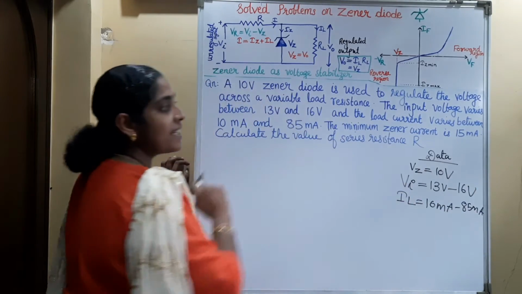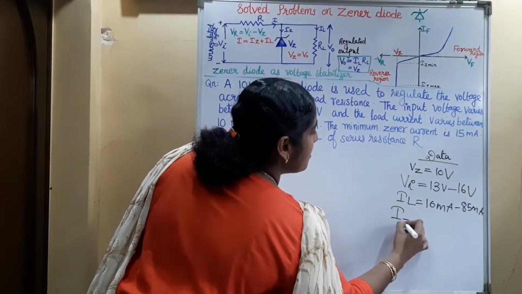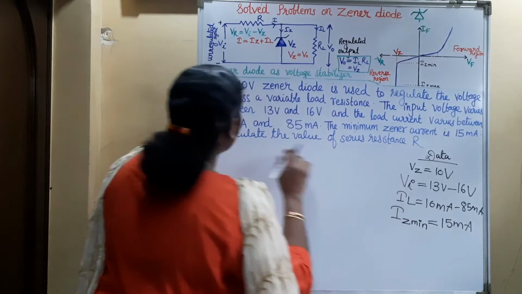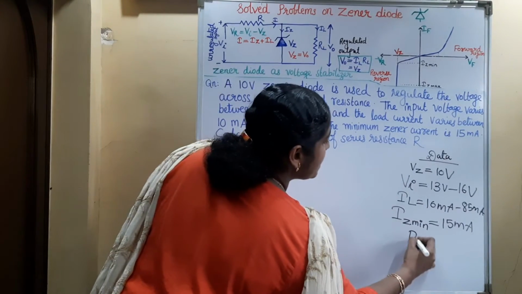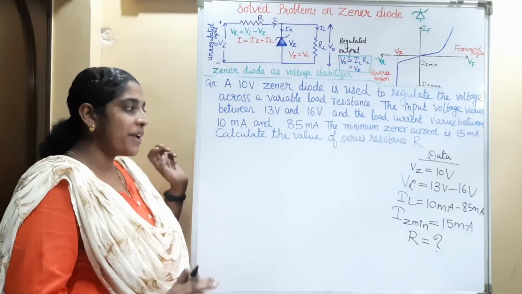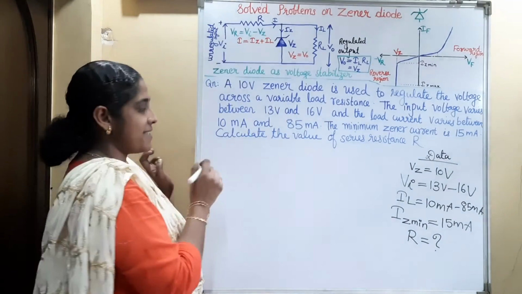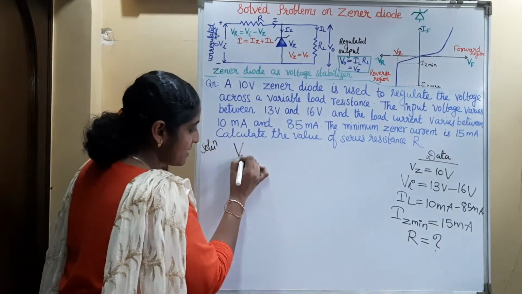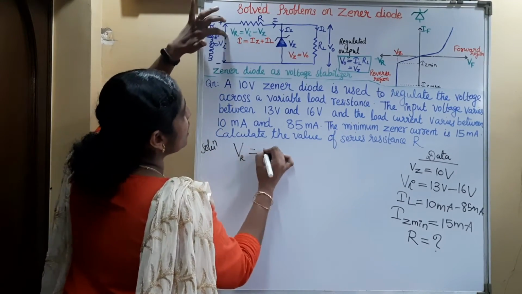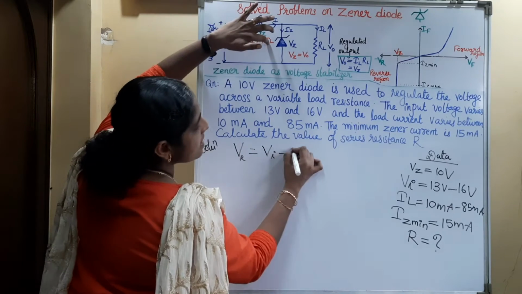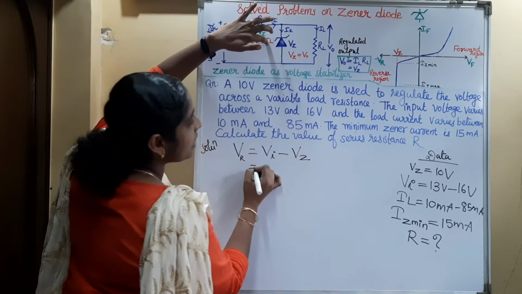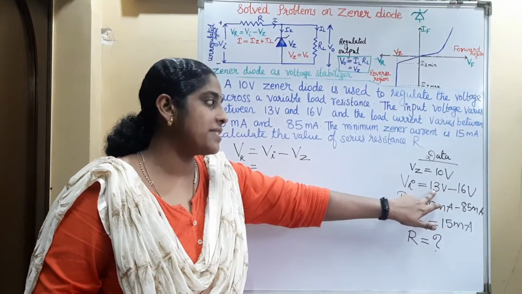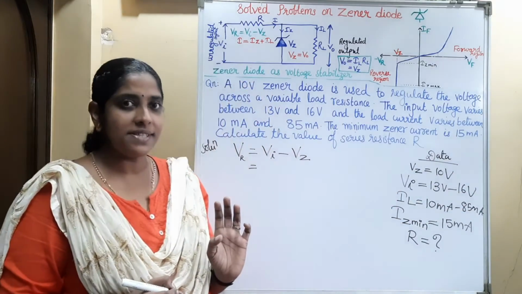The minimum Zener current, that is IZ minimum, is equal to 15 milliampere. Then calculate the value of series resistance. So in this question, we want to find out the value of the series resistance. For that, we have to find out the voltage drop across that resistance, that is equal to input voltage minus Zener voltage. Here the input voltage is varying between 13 volt to 16 volt. That is, minimum input voltage is 13 volt and maximum input voltage is 16 volt.